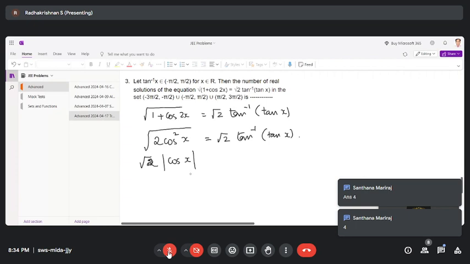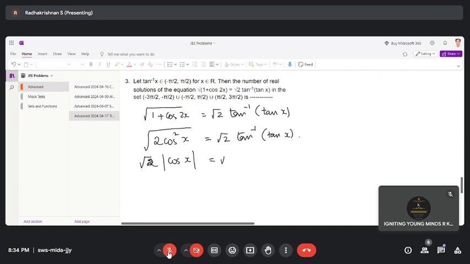So square root of 2 into mod of cos x is equal to square root of 2 into tan inverse of tan x. I think that's what Santana might have missed. So all that remains is to plot mod of cos x and plot tan inverse of tan x. You can see how many solutions there are in the given range.